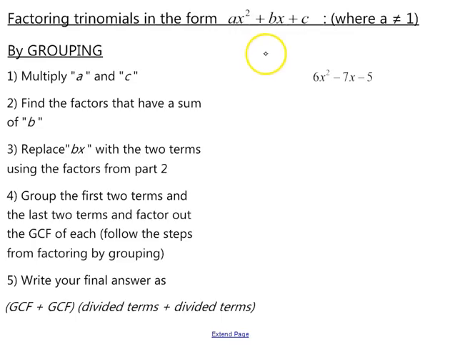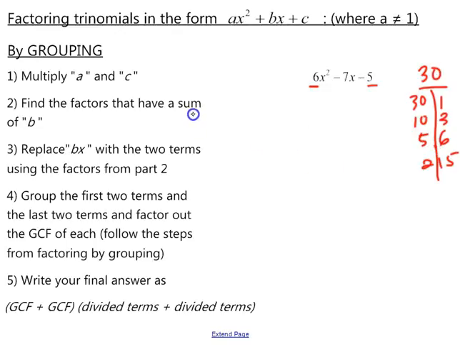Now I'm going to show you two different methods of factoring trinomials when a is not equal to 1. The first is by grouping. So our first step is to multiply a times c. So we're going to multiply this and we get 30. So you want to find the factors of 30. We have 30 and 1, 10 and 3, 5 and 6, and 2 and 15.